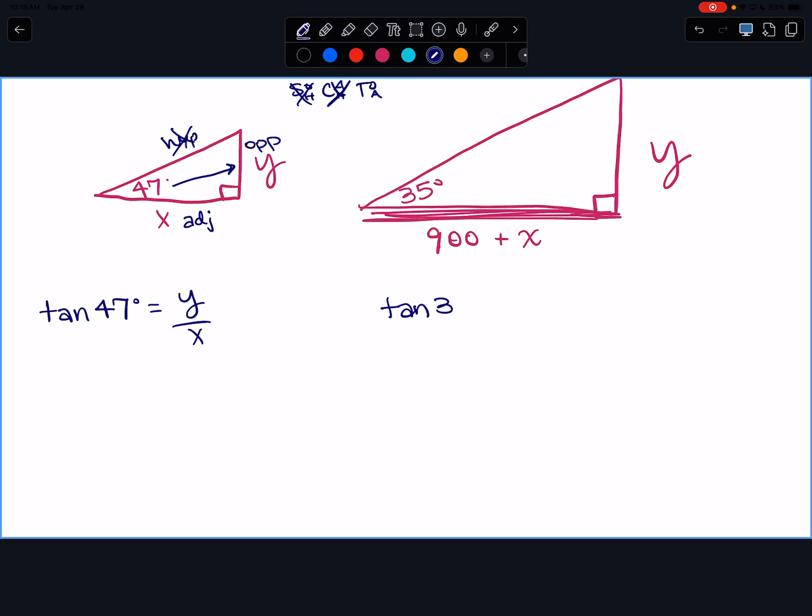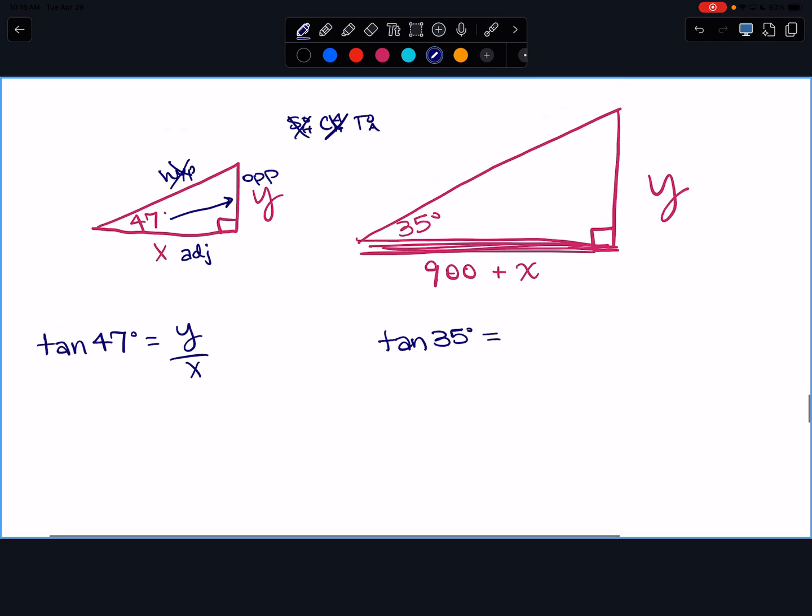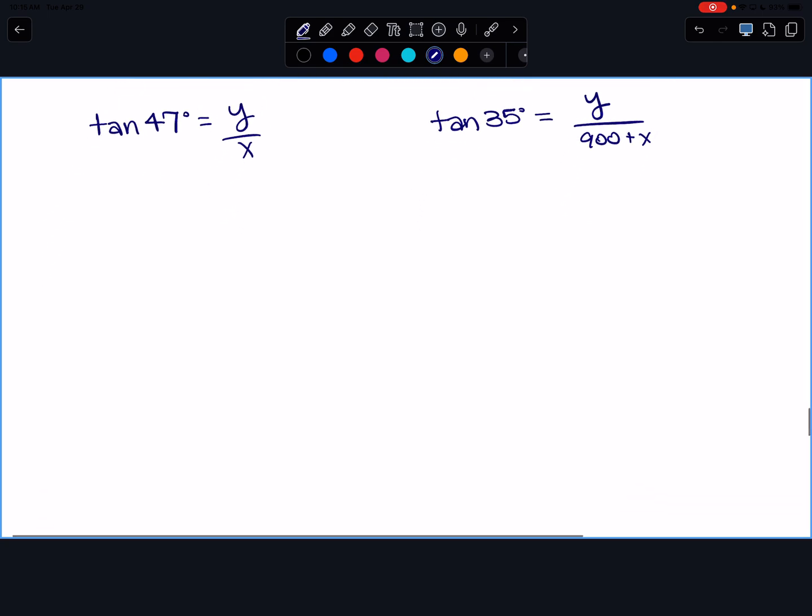Tangent of 35 degrees is equal to x over 900 plus x. And y over 900 is the tangent of 47 degrees, so tangent of 47 degrees equals y over 900. Okay, so now I have how many equations? I have 2 equations and 2 variables, yes? So let's look to see what's similar.